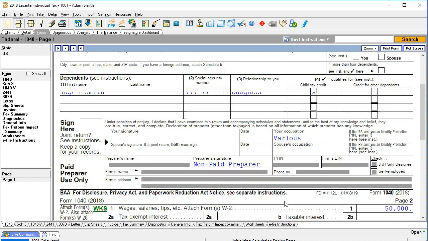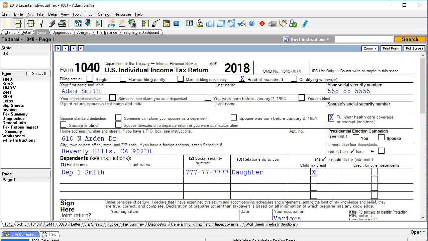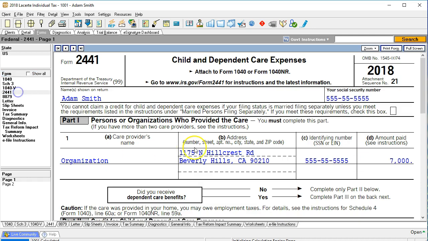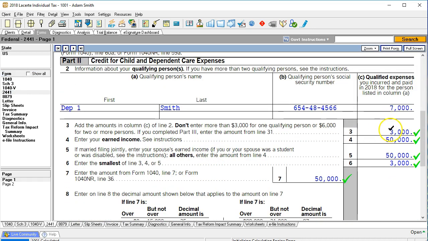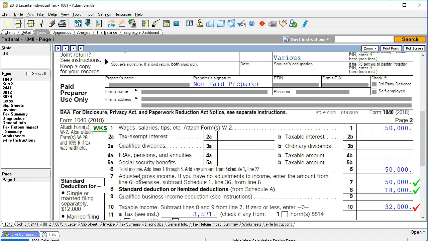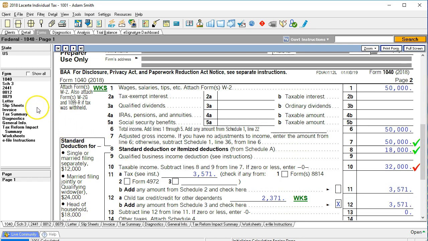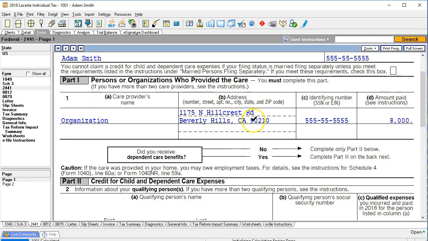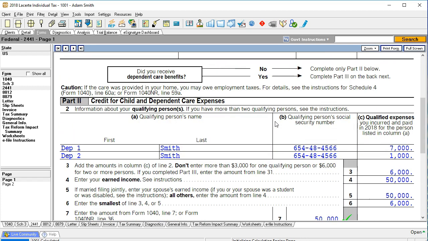Now, if we look at some scenarios, if we had two dependents, then we could see what would happen to this Form 2441. This amount could possibly be 6,000. So now we'll take a look at a situation where we have the head of household filing status, but now we have two dependents here. Let's go to our form 2441 and see the same kind of calculations. Now we're going to say that we paid a total of 8,000 to the same institution for the two children. For the one child we paid 7,000. For the other child we paid 1,000.